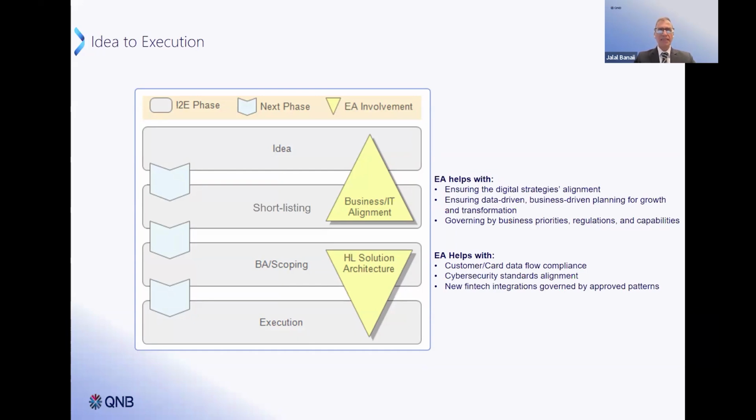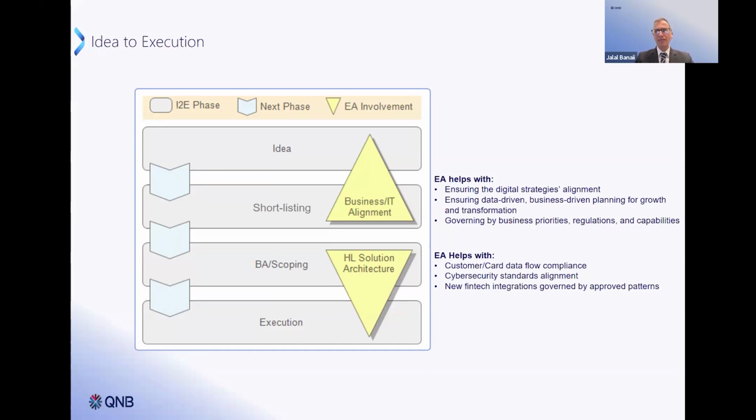And then in the second stage, which is mostly shortlisting the ideas, a decision gate on whether I go with that idea or park it for now, we try to help with the concept of alignment between IT and the business, with the maps and the tools that we have provided. I'll touch on those in more detail in the next slide.